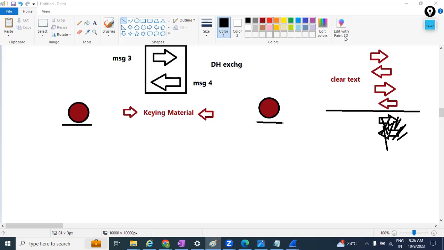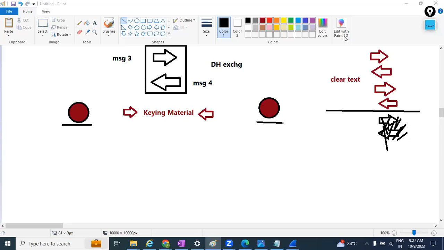The question is why the third and fourth messages are not encrypted. The reason is we need keying material. So do we have keying material? No. This is the reason we are exchanging keying material immediately after the first two messages. The question is why we have not exchanged keying material first. The reason is that in the first two messages we have decided which group I'm going to be using.